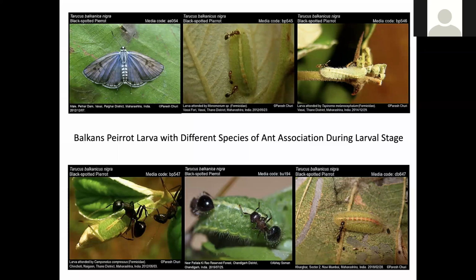So we do not have much information about their host plant as well. So it was part of our research on Indian Tarucus. This was the first life cycle I completed, and I did not even know that this particular species exists in India. I only knew there is a species called Tarucus nara. Okay, that is Indian.